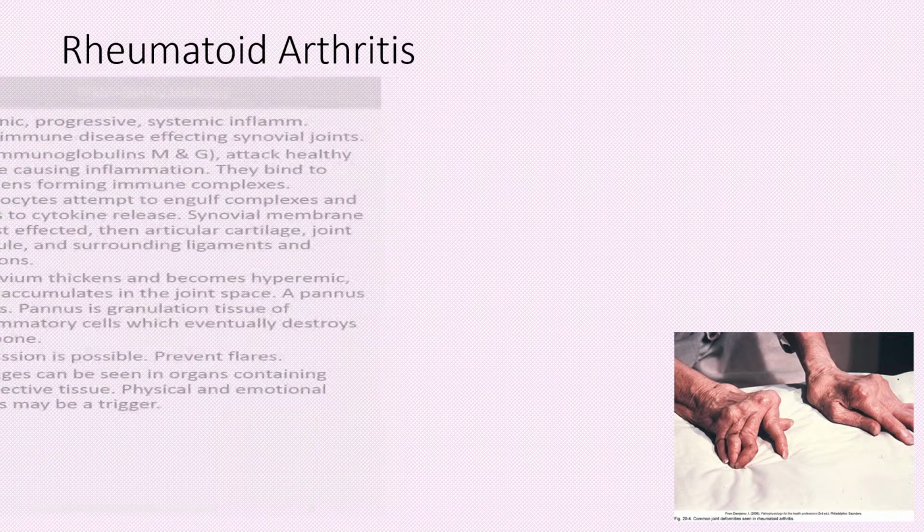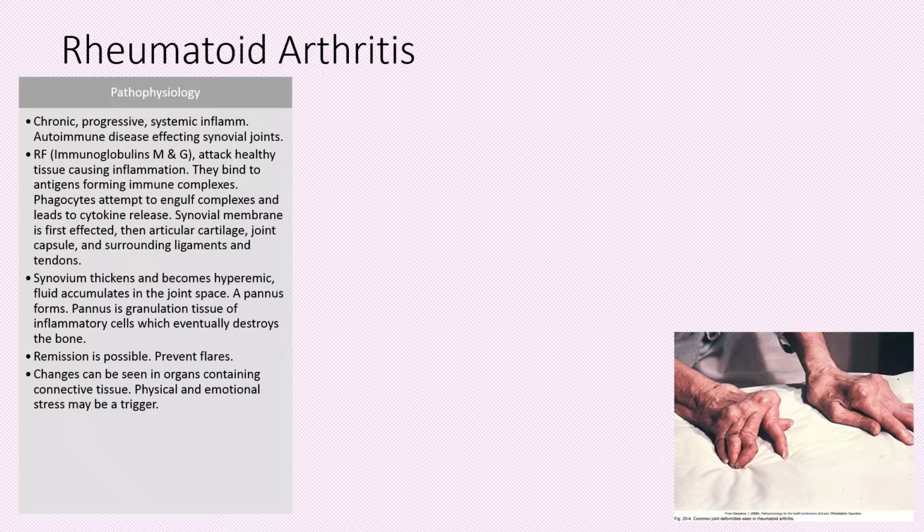Okay, so let's discuss rheumatoid arthritis. Let's discuss the pathophysiology. It is a chronic, progressive, systemic inflammatory autoimmune disease affecting synovial joints. It attacks healthy tissues, causing inflammation. They bind to antigens, forming immune complexes. Phagocytes attempt to engulf complexes and this leads to cytokine release. Synovial membrane is first affected, then articular cartilage, joint capsule, and surrounding ligaments and tendons.